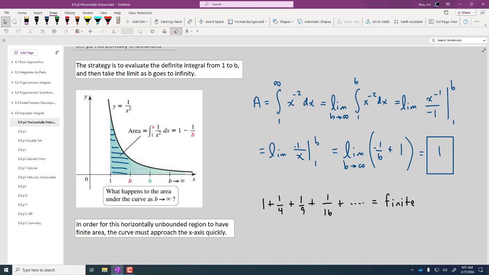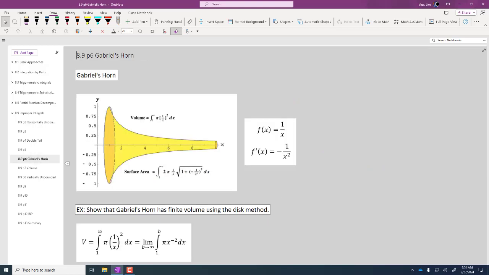It's very similar to Gabriel's horn. So Gabriel's horn, yeah, it's one of our problems, 8.9, where we take 1 over x and we rotate it around the x-axis and we create this, what they call Gabriel's horn. Gabriel's horn is unbounded, goes on forever in this direction. And what we will show is that the surface area of Gabriel's horn is infinite, yet the volume is finite.